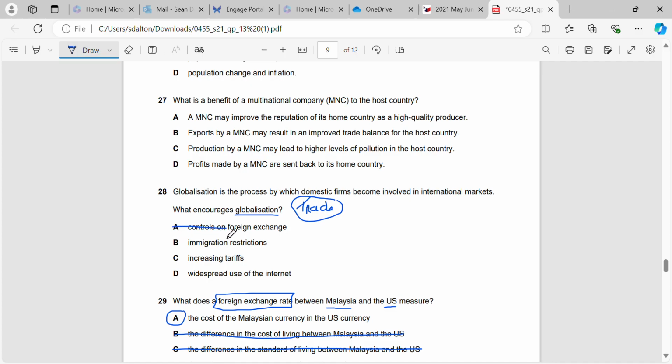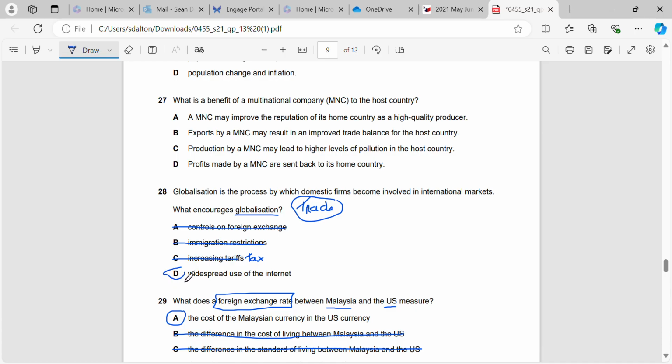Controls on foreign exchange markets will not encourage globalization, it will discourage globalization, because it will make it harder to import or export depending on what the country is doing, whether they're devaluating or revaluating their currency. Immigration restrictions will also discourage globalization because it will make it harder for people to move from country to country. The same with increasing tariffs. Remember that tariffs are taxes on imports, so that will restrict the level of imports that can come into a country. Therefore, it will make it harder for us to trade.